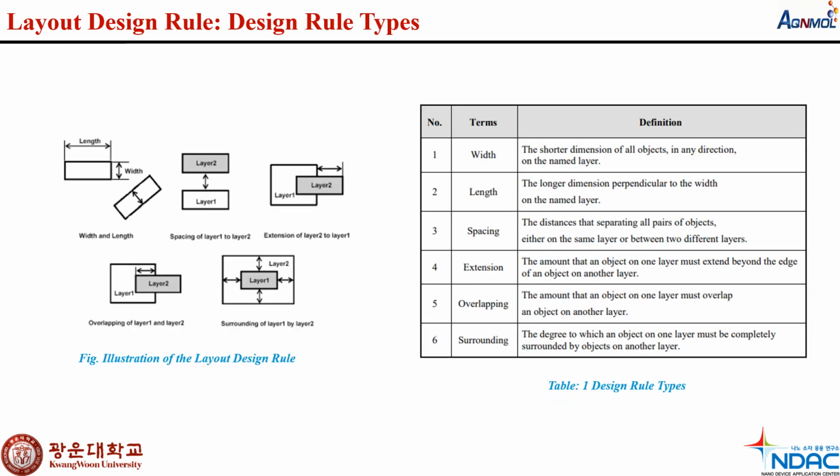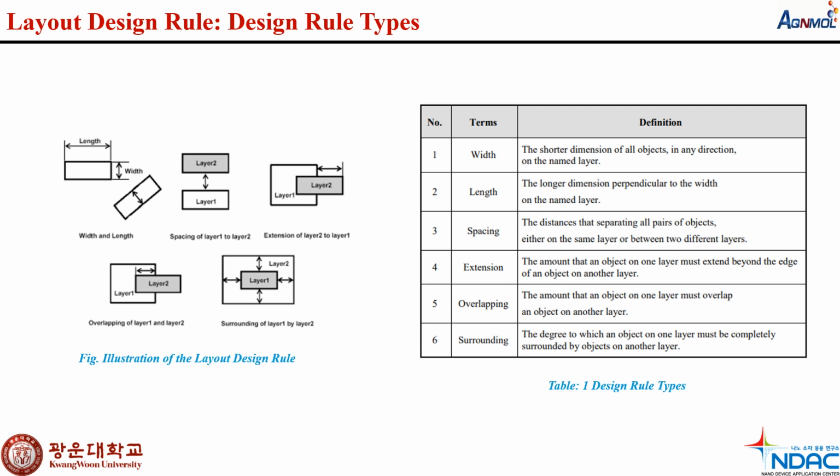In this layout design rule section, we will focus on some types of design. First of all, we can see in figure number 1 an illustration of the layout design rules. There are some features: configuration, width and length, spacing of layers to layers, extension of layers to layers, overlapping, and surroundings. In terms of width, as shown in table number 1, it is the shorter dimension of an object in any direction on the named layer.